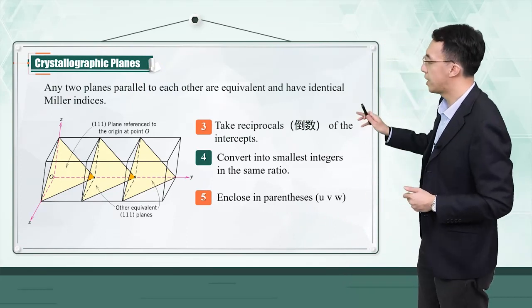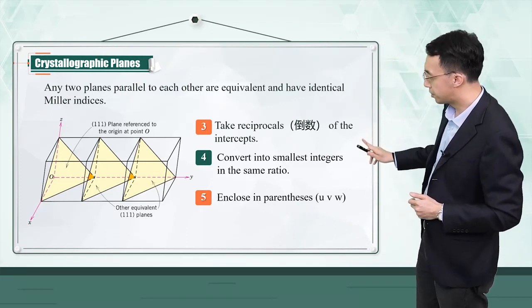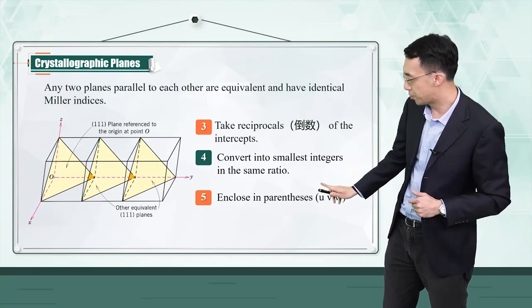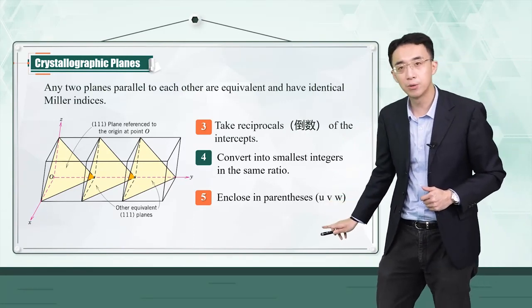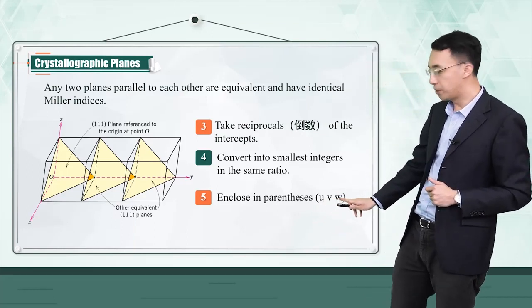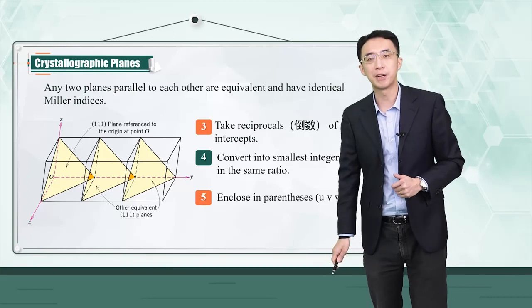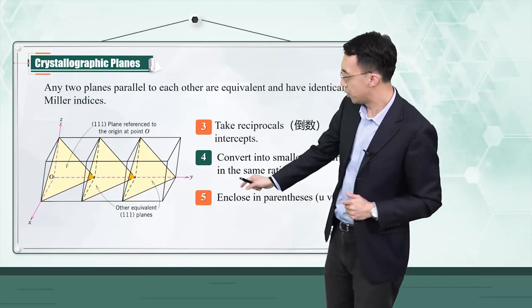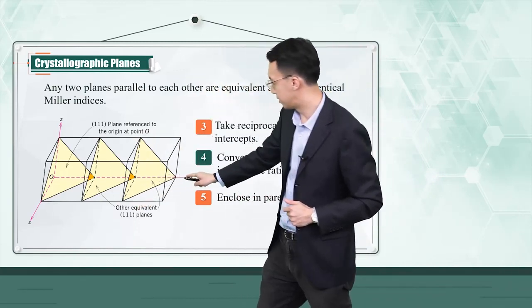And third, take the reciprocals of the intercepts and then convert into the smallest integers in the same ratio. And finally, enclose them in parentheses (UVW). And UVW will be your indices for your crystallographic planes. Here, for example, you have these 111 type planes, right?